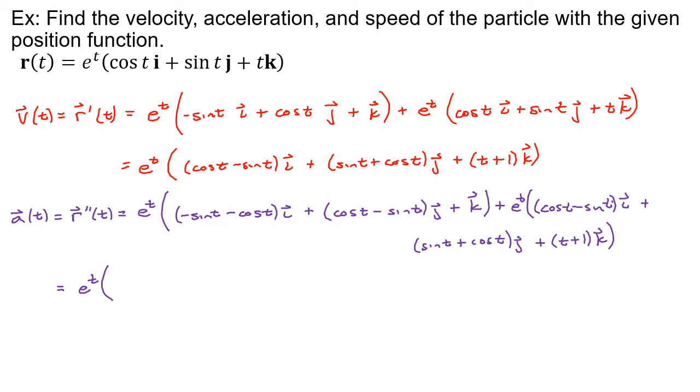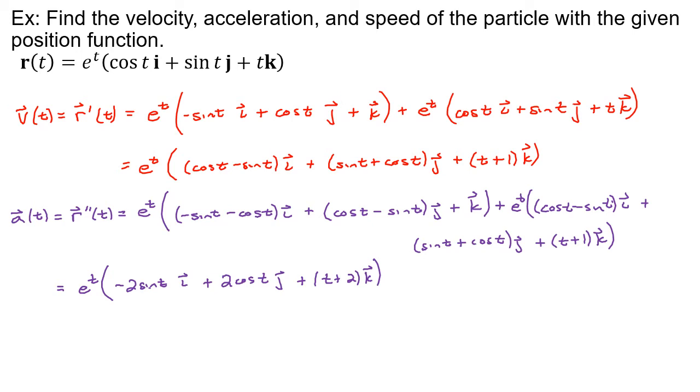So the cosines would cancel on the i, and I'll have a negative 2 sine t on the i. On the j's, I have a cosine, and the cosine will make a 2 cosine. The sines are opposite signs, so they cancel. And I have a t plus 1 with another 1, which will make a t plus 2 on the k. And that would be your acceleration.